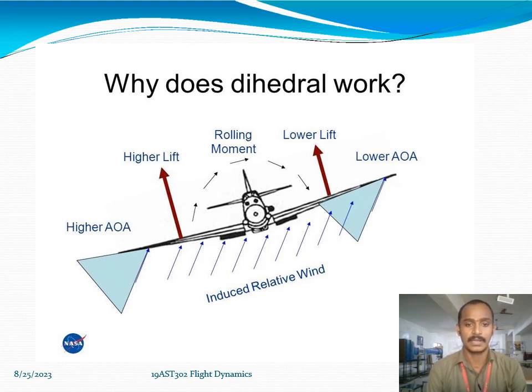At a higher angle of attack, lift will be very high, whereas at a lower angle of attack, lift will be low. This can counteract the rolling moment induced by the external relative wind. Both the high lift and the low lift, at higher and lower angles of attack, will be compensated.